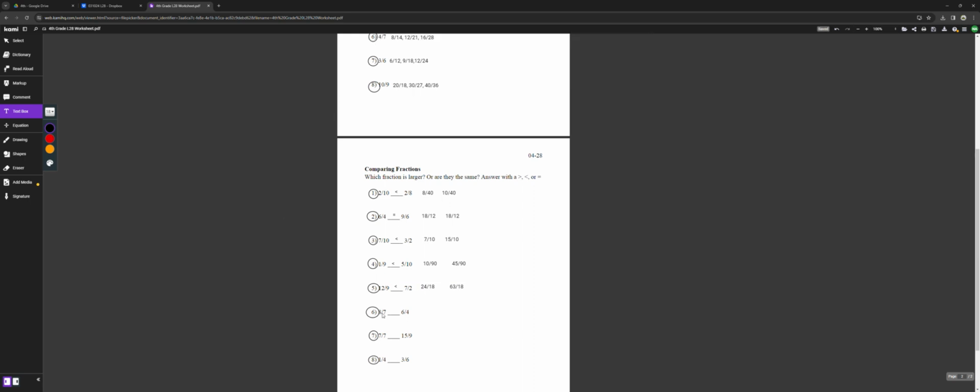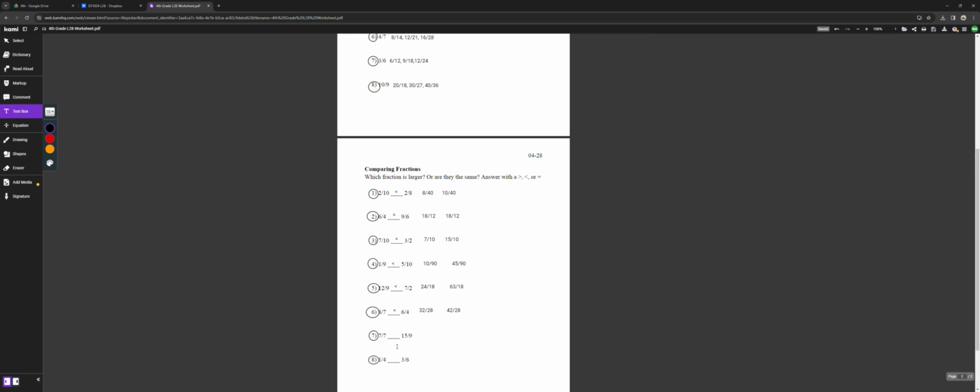Number 6, we have 8 over 7 and 6 over 4. They have a common denominator of 28, so we can multiply 8 over 7 by 4 on each, so we get 32/28. And then for 6 over 4, multiply both by 7, so we get 42/28. So 6 over 4 is bigger.